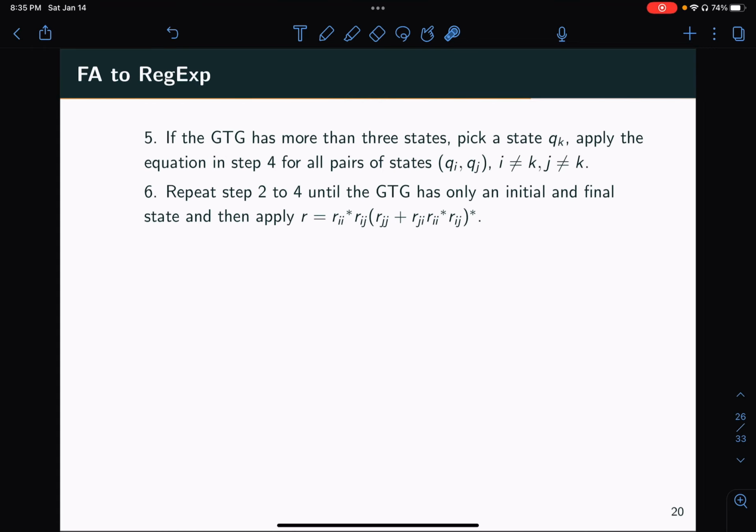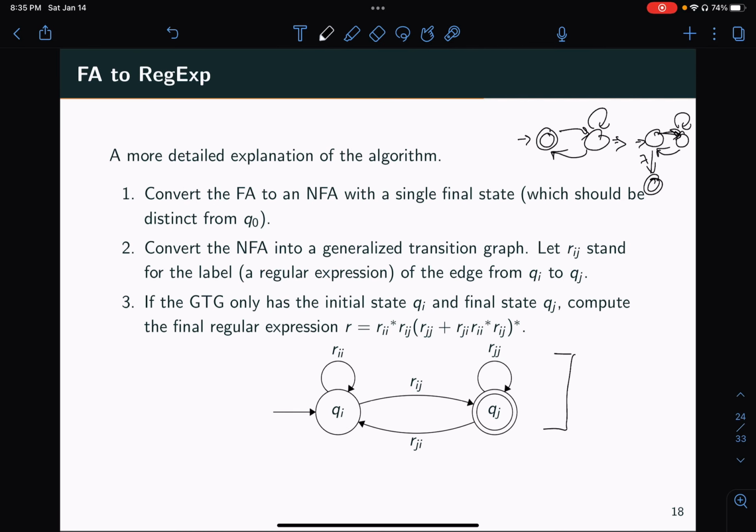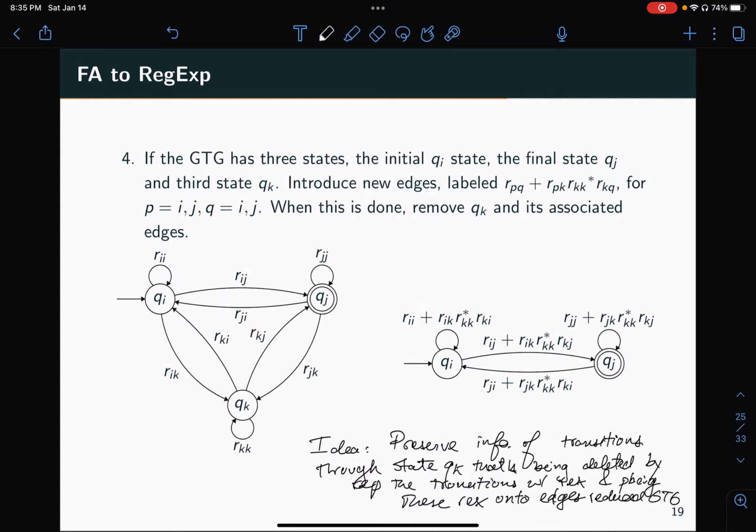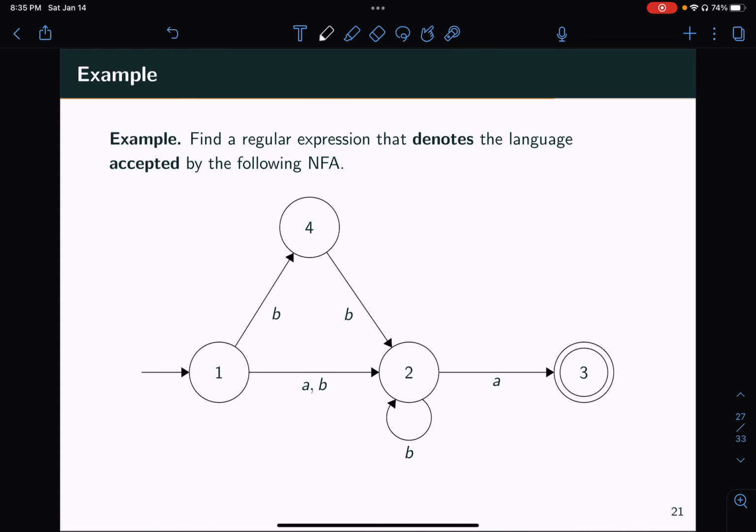And so you repeat this, right? So the idea is to repeat until you get a GTG that has this form, and then at that point, you can just write down the regular expression, okay? So now, because this is very fresh in your mind, let's quickly look at an example.